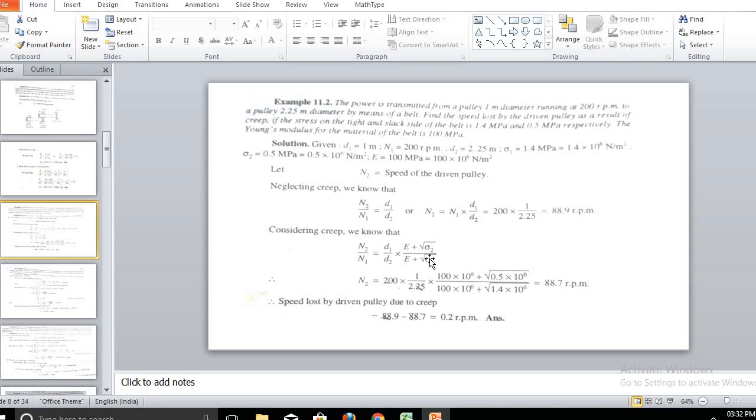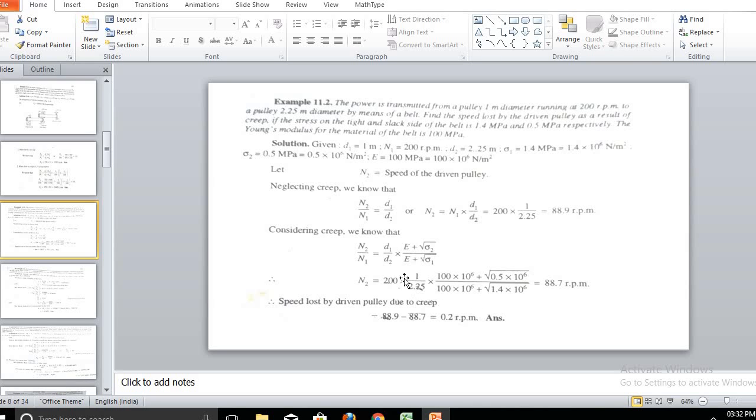Sigma 2 is given as 0.5 and sigma 1 is given as 1.4 megapascal, so they are converted into Newton per meter square. Sigma 2, 0.5 megapascal, is converted into Newton per meter square, and these are written here. E is the Young's modulus of that particular belt material, which is also 100 megapascal, converted into Newton per meter square.